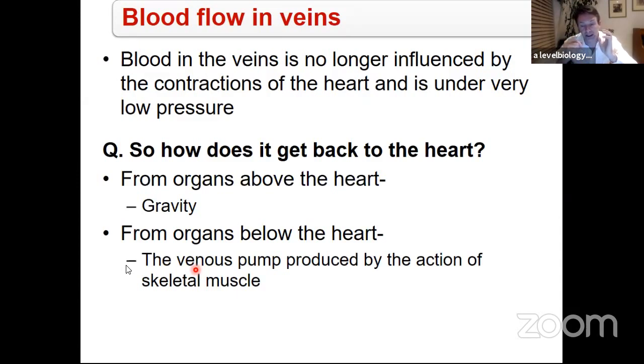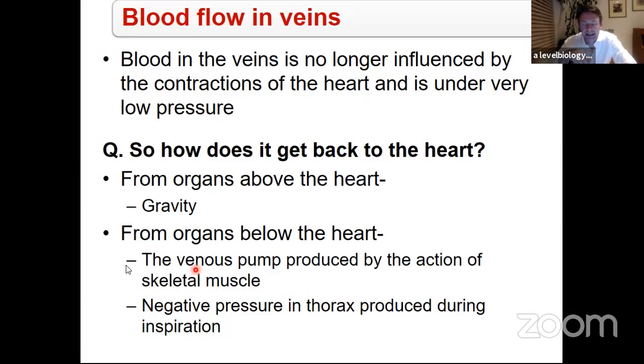So when you say the action of the skeletal muscle, it's the skeletal muscle that is moving you around, or moving your arms or moving your legs, and that is then squashing the veins that run through those muscles, and that's causing the blood to be pushed through the valves and around the rest of your body.